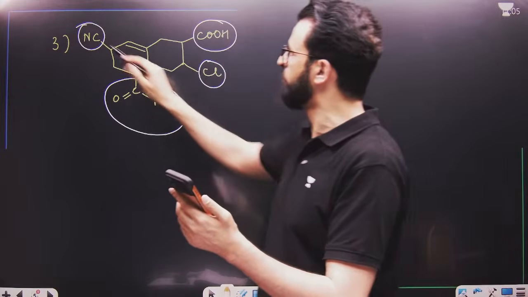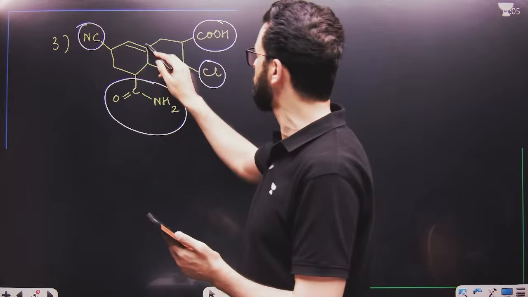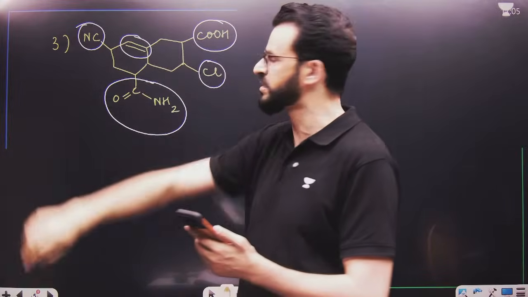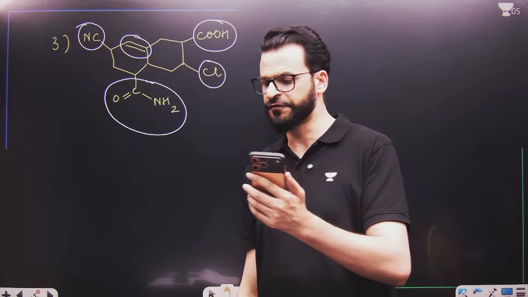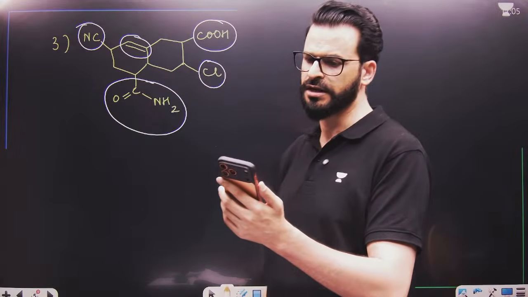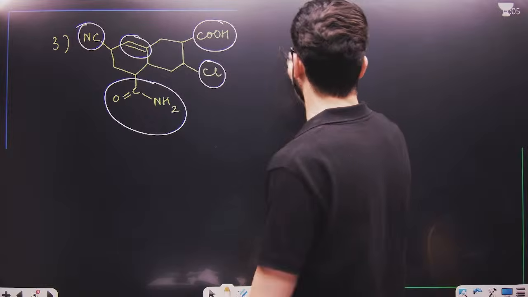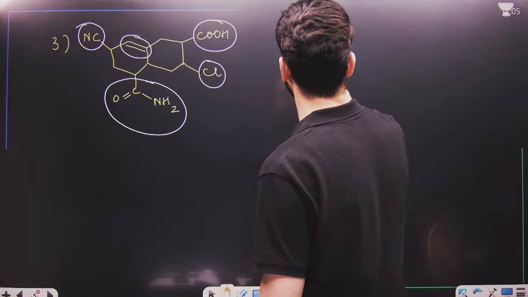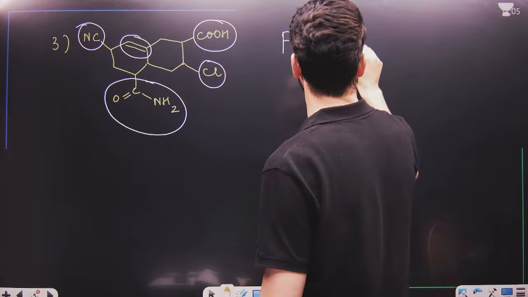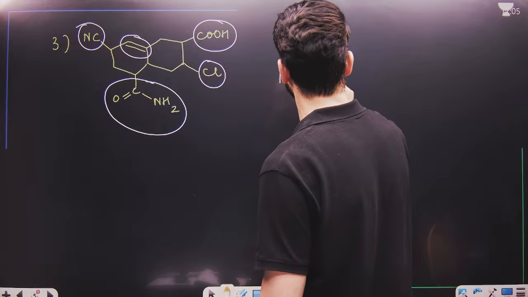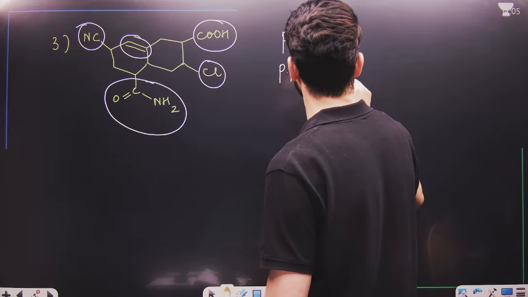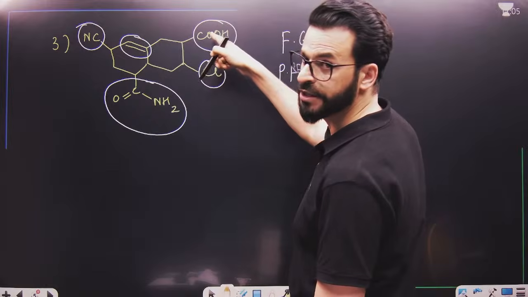1, 2, 3, 4. Sir, but C double bond C is also the functional group? Yes, it's also the functional group. So how many functional groups are there? There are 5 functional groups. Functional groups are 5 in number, but the principal functional group will be this COH, only one.